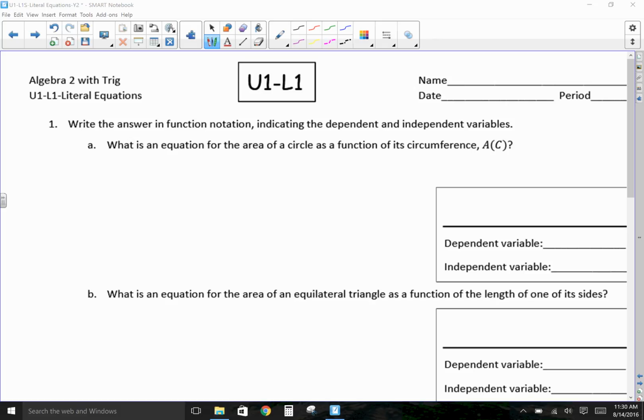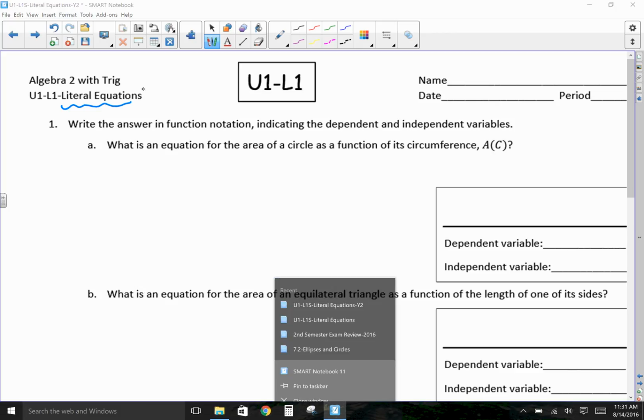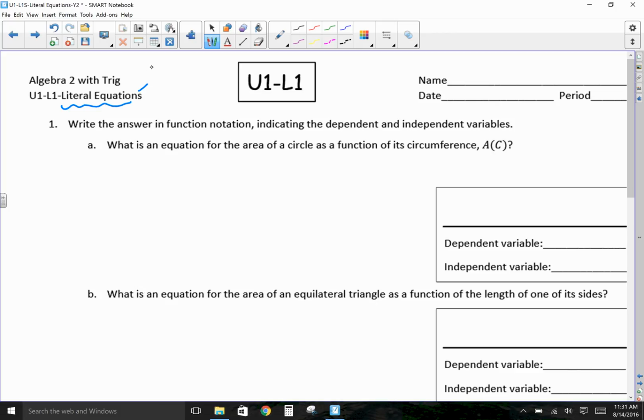Okay, today's lesson covers Unit 1, Lesson 1, which is literal equations. And I am a firm believer in knowing what these words mean, so I'm going to refresh your memory if you do not know. But literal equations are those equations that have more than one variable in them.